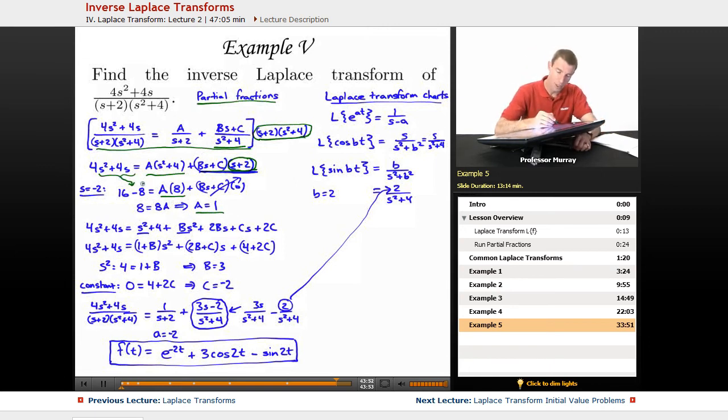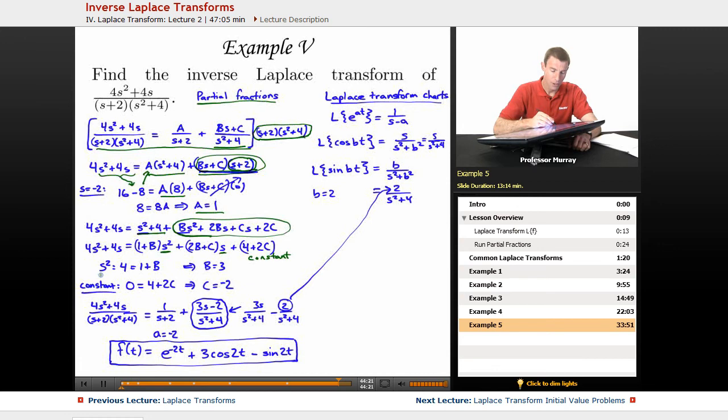I took a equals 1 and plugged it back in up here. So we got s squared plus 4, and then I expanded out bs plus c times s plus 2. So that's how I got all of these terms. And then I sorted them out into terms with s squared, terms with s, and terms with the constant. And I equated like terms on both sides.